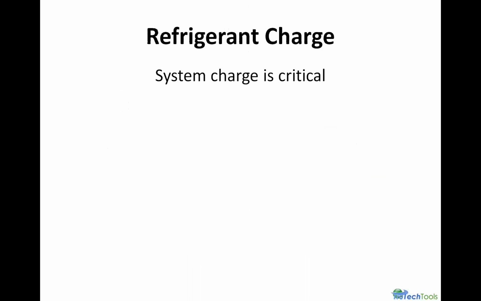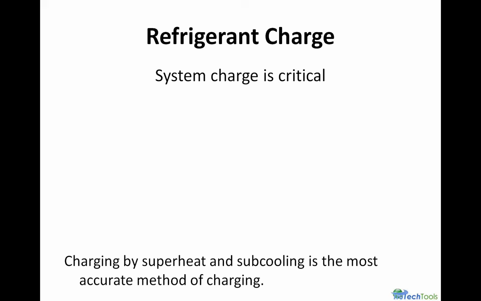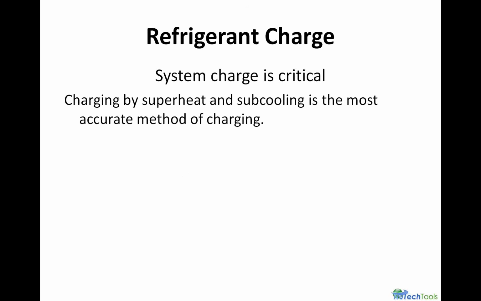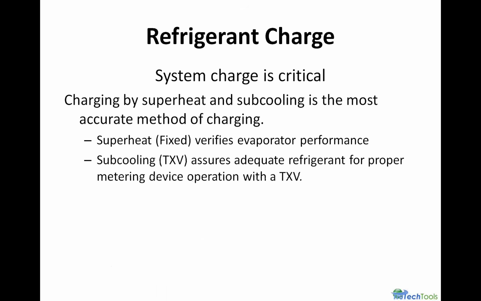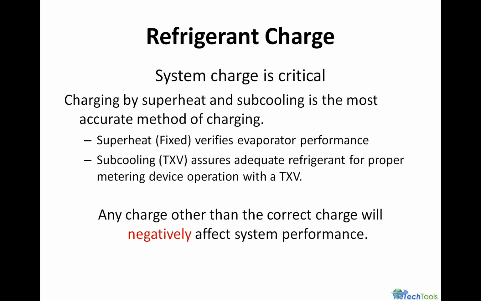The system charge, again, we're talking about performance. The charge is critical. We've got to have correct charge in the system. We want to charge by superheat and subcooling because that's the most accurate method to get that charge correct. Superheat verifies on a fixed orifice that the evaporator is performing properly, and subcooling assures there's adequate refrigerant for proper metering device operation with the TXV. Here's the key thing, is any charge but the correct charge will negatively affect system performance.